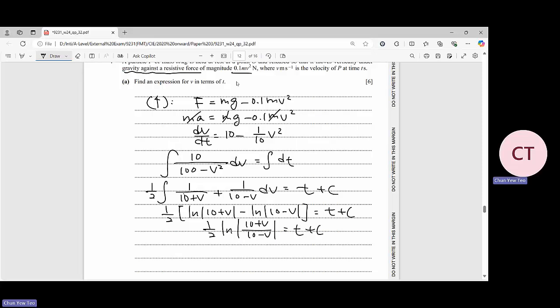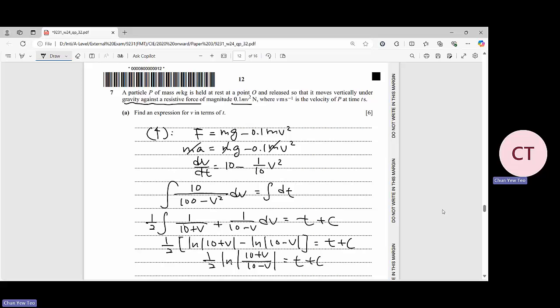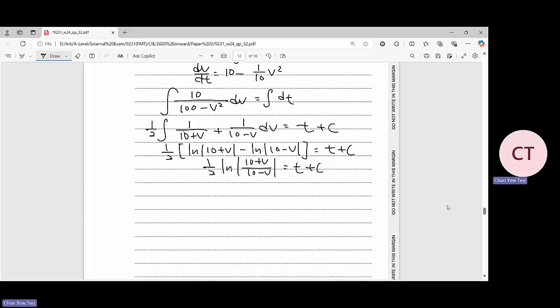I need to find a constant c. To find a constant c, we need an initial value. So the initial value is, starting from rest, when t equals 0, v equals 0. That will give you c equal to half ln 1, which is 0. So that means the equation right now will go like this.